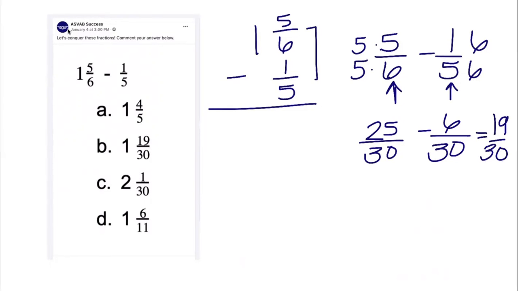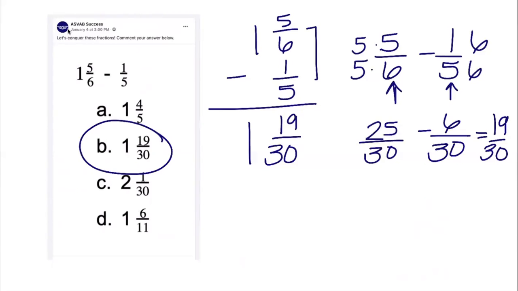Now that we have our fraction figured out, we can put that over here on the fraction side, and we do 1 minus 0 is 1. Okay? Pretty easy once you organize yourself. So that means the answer is B. So if that's what you answered this week, great job, you got it right. All right, let's keep going.